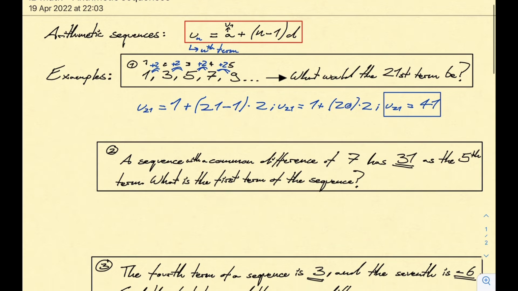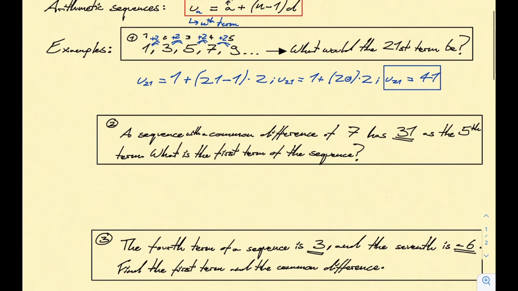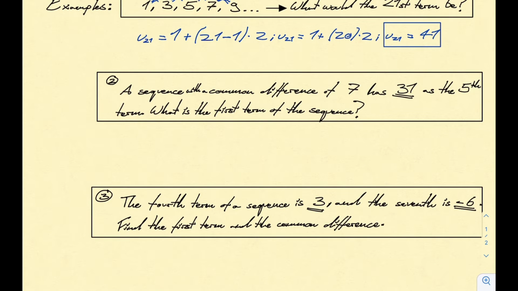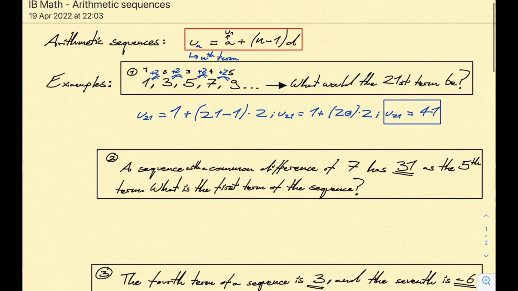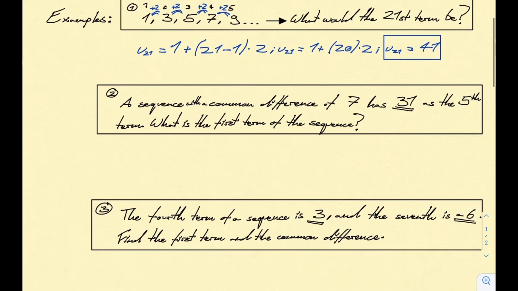Now, there are other common exercises that can be asked. Exercise 2 says, a sequence with a common difference of 7 has 31 as the fifth term. What is the first term of the sequence? Now, okay, we don't know what a is, but we know all the other values. So we simply have to refer to this equation and see what can be calculated.